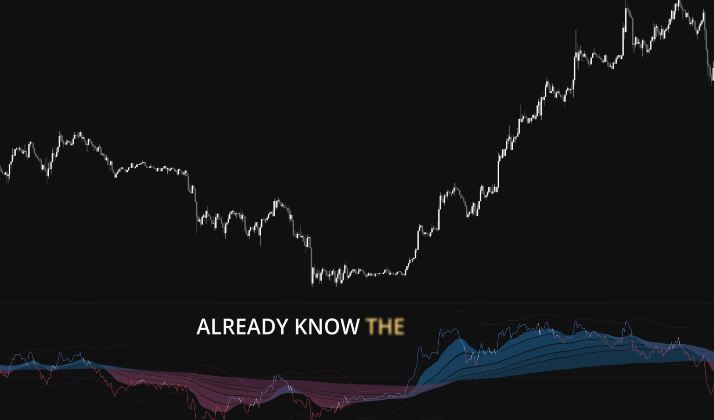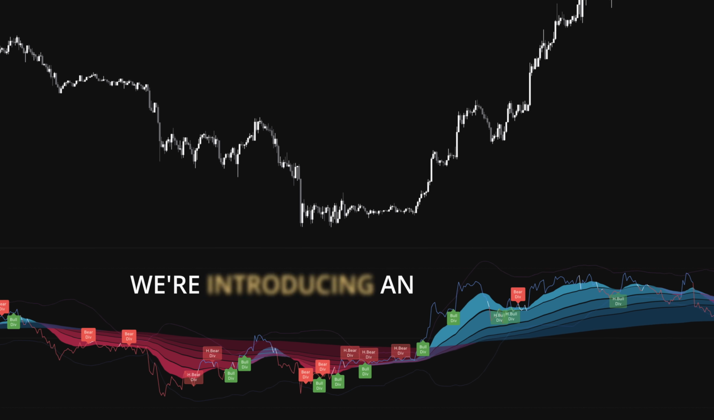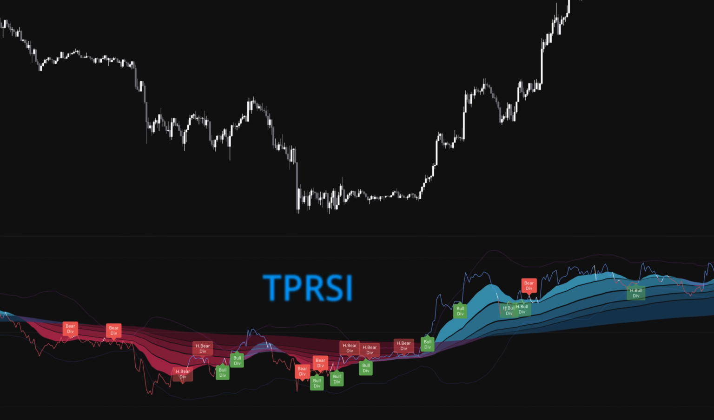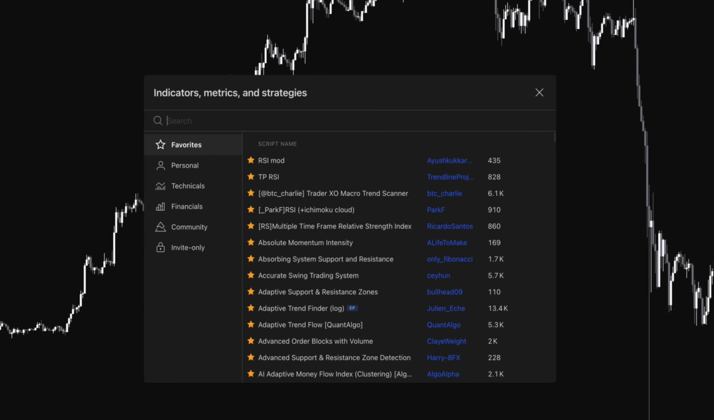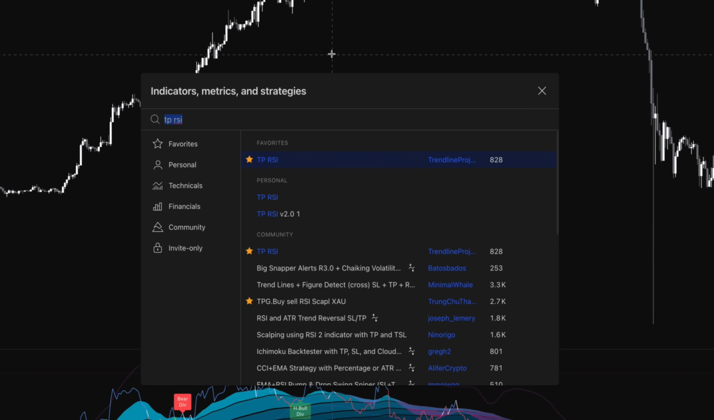Many of you already know the original TP RSI. Today, thanks to your feedback, we're introducing an upgraded version, TP RSI 2.0. Created by TrendlineProject, TP RSI 2.0 is a refined take on the classic Relative Strength Index.